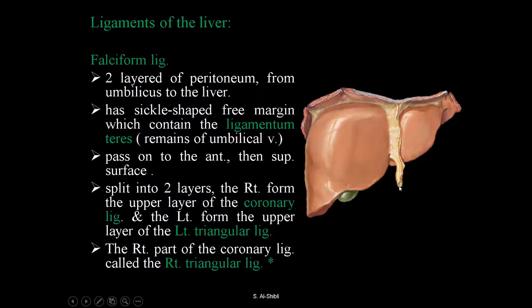So I will repeat: the falciform, which contains the ligamentum teres, ascends on the superior surface of the liver, then splits into two layers. The right, we call it the upper layer of the coronary ligament. The left, we call it the left triangular ligament.